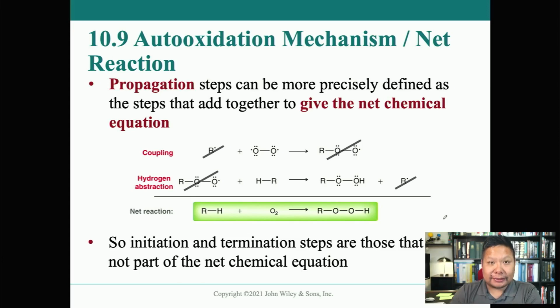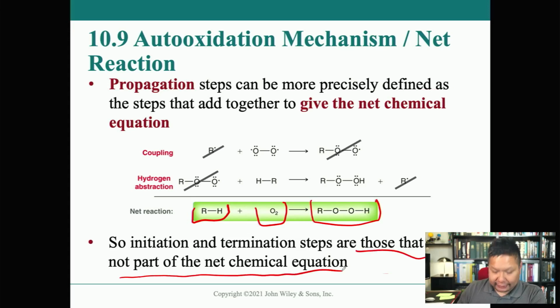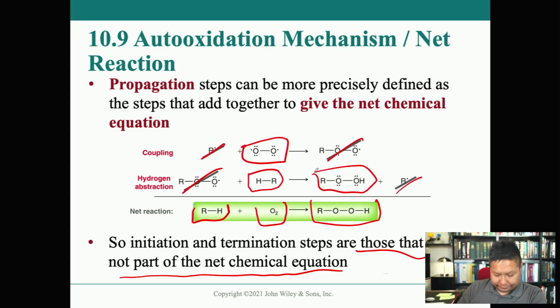Okay. So propagation steps here can be more precisely defined as the steps that add together to give the net equation, right? And here the net equation is we have some alkyl molecule plus some oxygen giving us the hydroperoxide. So the initiation and termination steps are those that are not part of the net chemical equation, because these all get canceled out. Okay? So all you're left with is our oxygen, our alkyl, and our hydroperoxide.